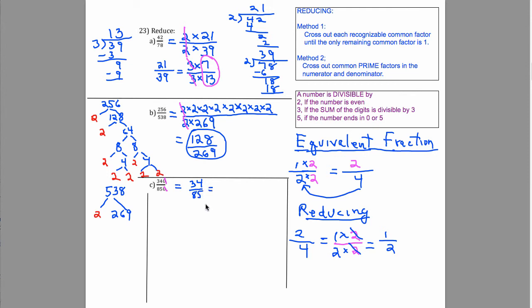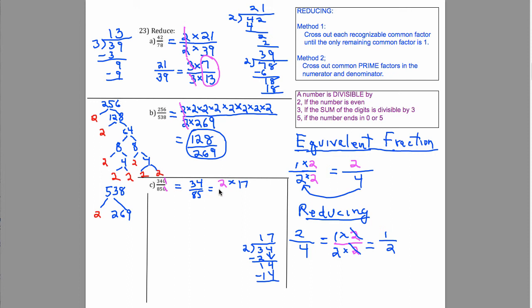Now the question is, can that be further reduced? Well, you know 34 has a factor of 2. And if you divide 2 into 34, you'll see that the other factor is 17. So 2 times 17 equals 34. I can show you quickly here. 2 into 34, 2 into 3 is 1. 1 times 2 is 2. Subtract, 1, bring down the 4. 2 into 14 is 7, and there's no remainder.